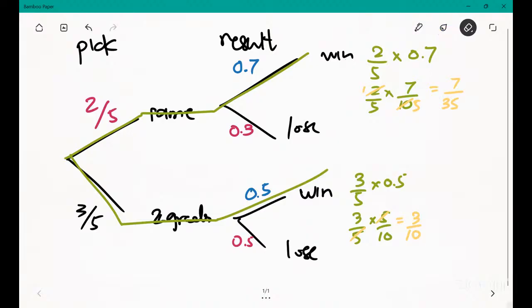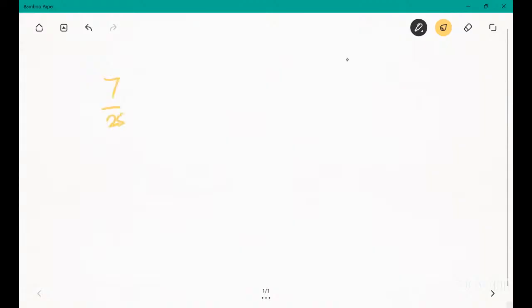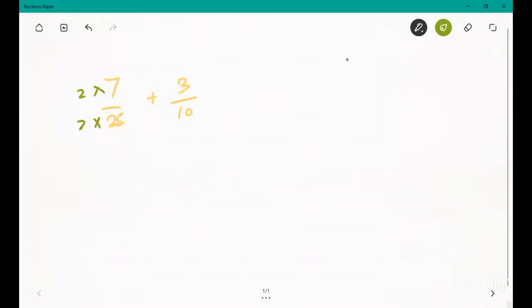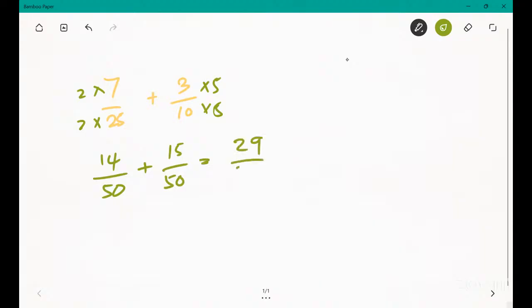Oh my God, here the answer is 25. Okay, so then you have 7 over 25 and 3 over 10. So we have to add these two now. 7 over 25 plus 3 over 10. So now we can get the common denominator as 50. 25 into 2 and 10 into 5, then you will get 50. So 2 into 7 is 14 over 50 plus 5 into 3, 15 over 50. And then you will get 29 over 50 as your final answer.